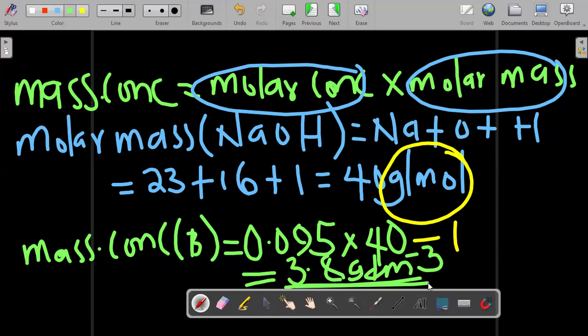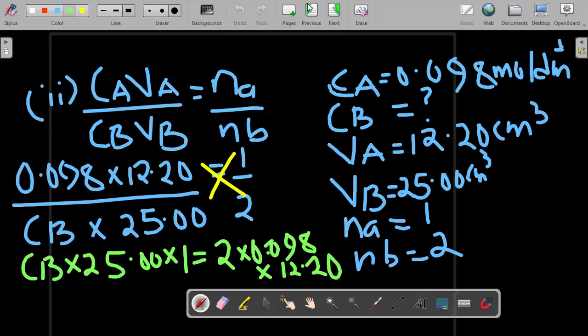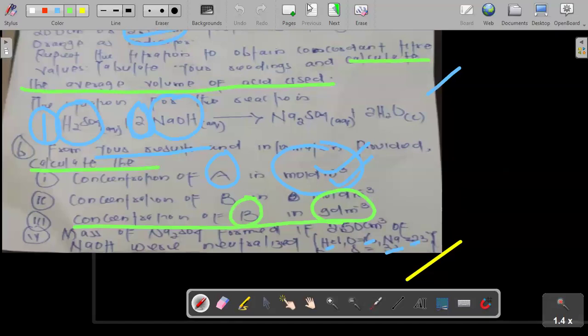I'm done. Okay. So let's look at what the last question says, which is Roman figure 4. He said, calculate the mass of sodium sulfate, the product formed, if 250 cm cube of sodium hydroxide is neutralized.